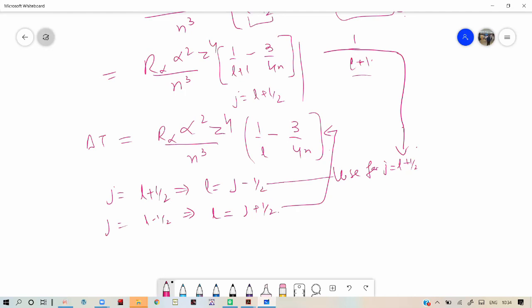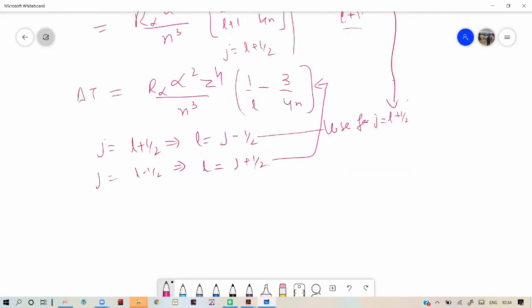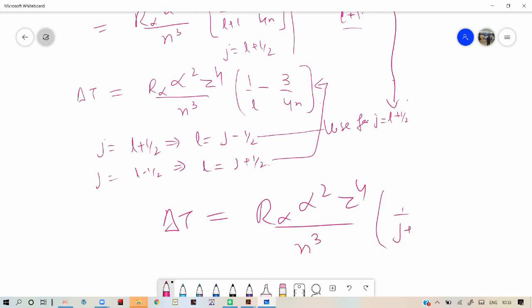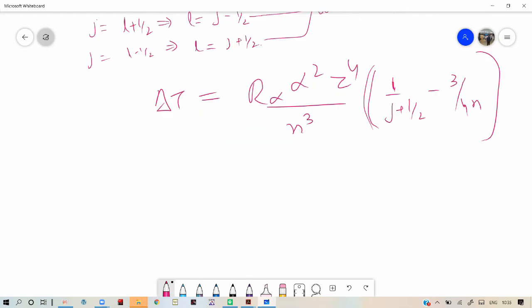Are they the same? So we can write then, delta t will be equal to. Pen is not working today. So delta t will be equal to R infinity alpha square Z4 divided by n cube into 1 by j plus 1 by 2 minus 3 by 4n. Is it? Okay. So this is the equation.